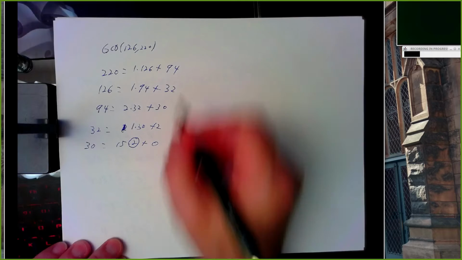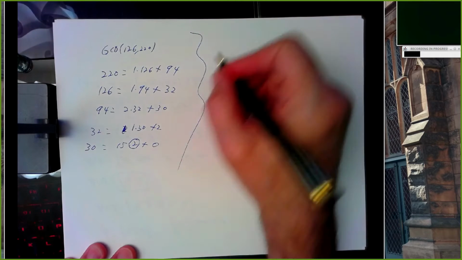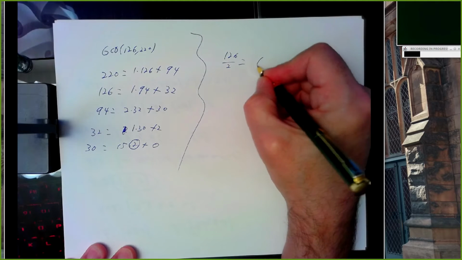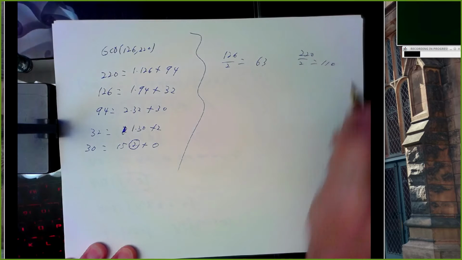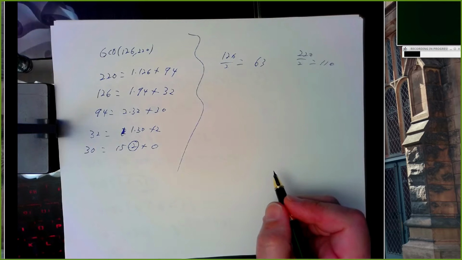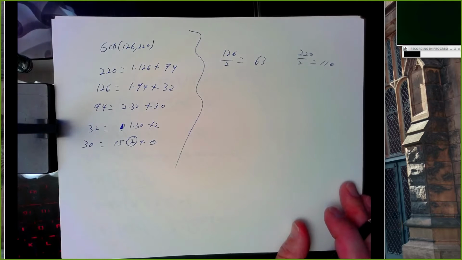And you can check that if you want. You can make sure it is a common divisor by dividing both sides by 2. 126 over 2 is 63. 220 over 2 is 110. So it is a common divisor. Is it the greatest common divisor?